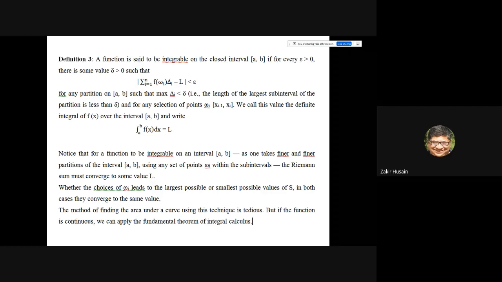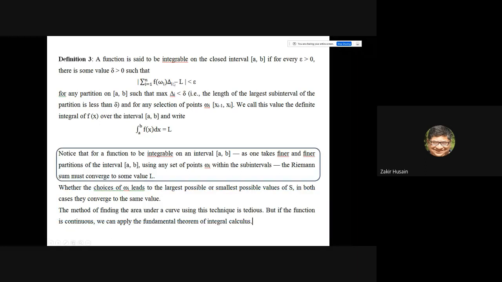So we see that a function is integrable on the closed interval AB if for every epsilon which is positive, there is some delta which is also positive, such that the absolute value of the Riemann sum minus L will be less than epsilon. Okay. So for any partition of AB, and the maximum delta x i possible is less than delta. The maximum subinterval possible is less than delta.